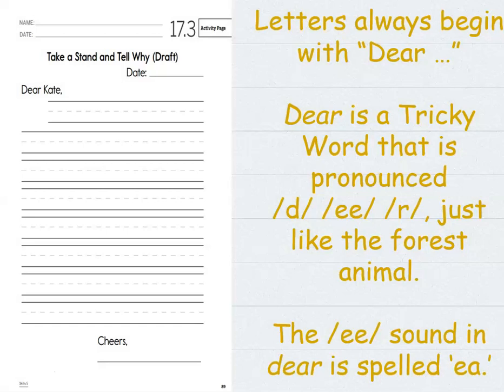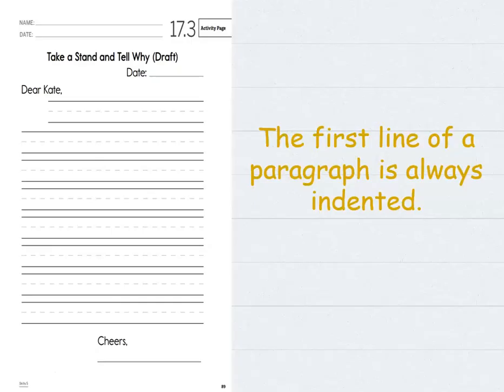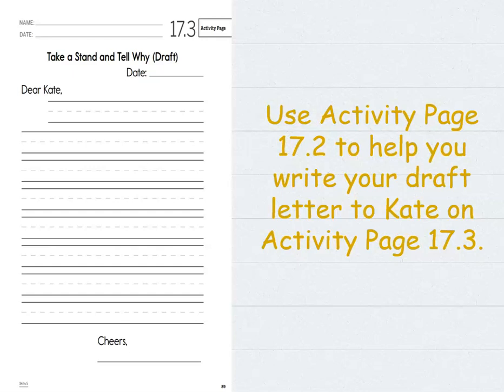Letters always begin with dear. Dear is a tricky word that is pronounced d-e-r, just like the forest animal, except for the e sound in dear for a letter is spelled E-A. The first line of a paragraph is always indented. Use activity page 17.2 to help you write your draft letter to Kate on activity page 17.3.